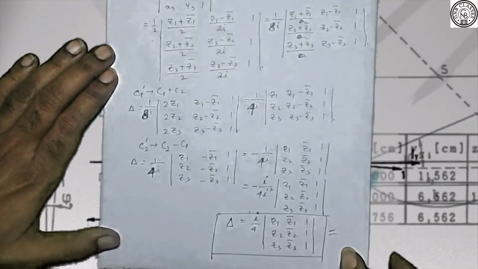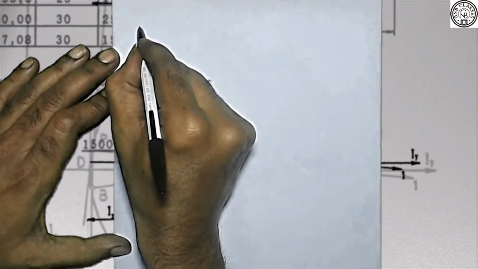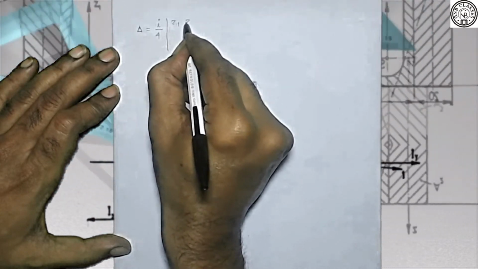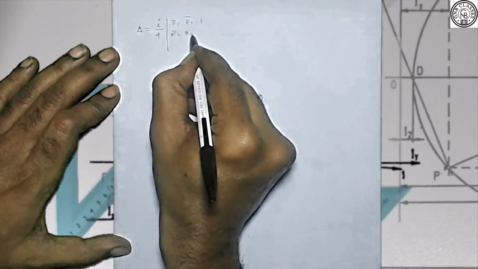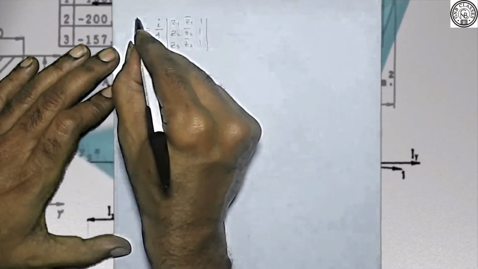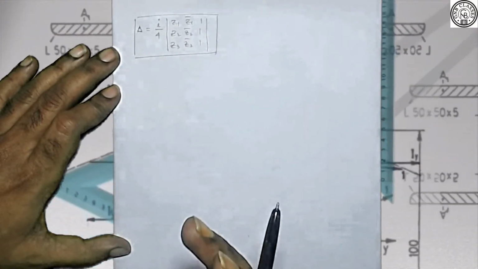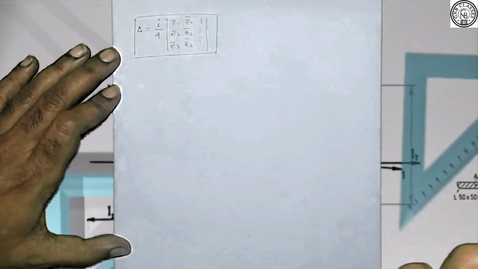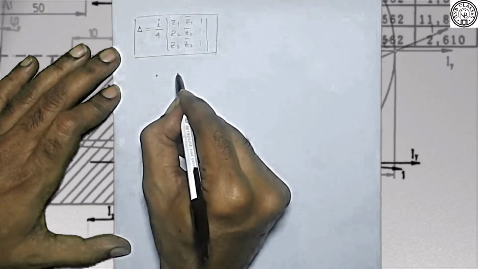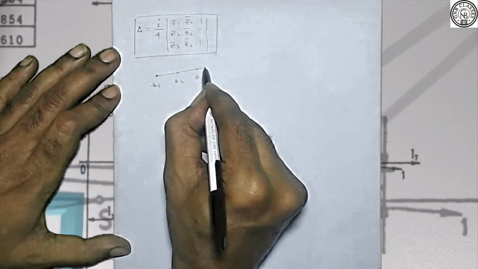Now, can we simplify this result a little bit? Let us try. The area of the triangle that we got right now is iota by 4, Z1, Z1 bar, 1, Z2, Z2 bar, 1, Z3, Z3 bar, 1. Now, it has great significance. It can be used in different ways to get different conditions for different questions. Say for an example, if I say prove that Z1, Z2, Z3, these 3 points are collinear.